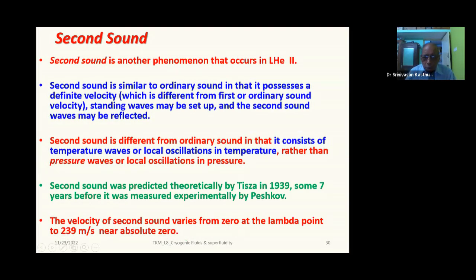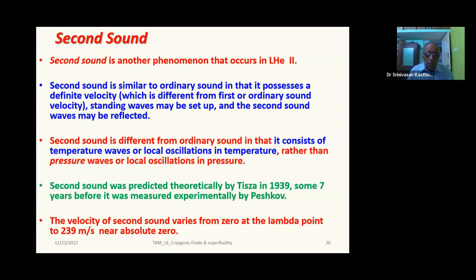Another important phenomenon is called second sound, the phenomenon that happens in helium-2. The second sound is similar to normal sound in that it possesses a definite velocity, which is different from the first or ordinary sound. A standing wave can be set up. The second sound waves can be reflected. Now, the second sound is different from ordinary sound. It actually consists of temperature waves, that means local oscillations of temperature.